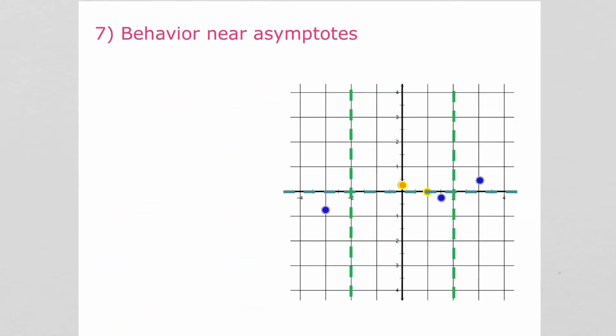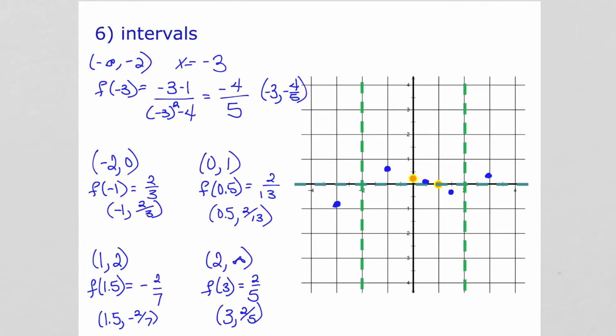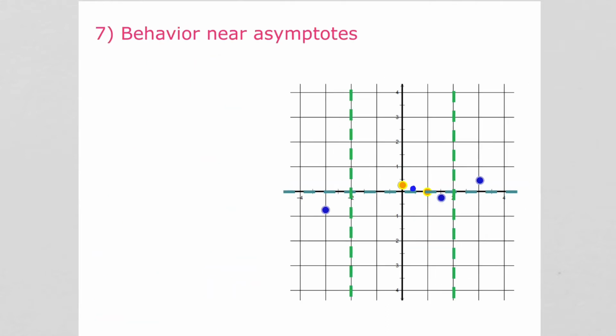Okay, so we've got several points here. I'm missing a couple. There we go. Now we want to last, I think this is the last, find the behavior near the asymptotes. So what's happening near the asymptotes?